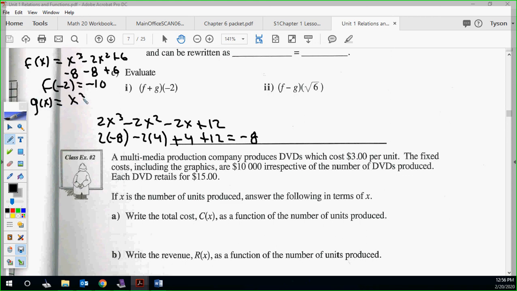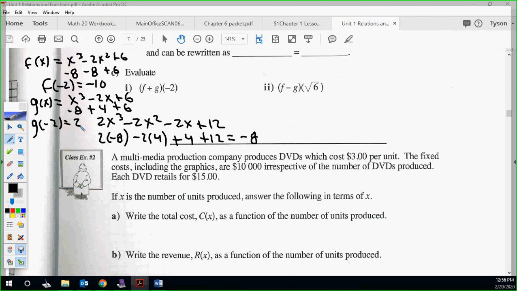G is x cubed minus 2x plus 6. If I plug the negative 2 in, I get negative 8, I get plus 4 plus 6. So g of negative 2 is positive 2. So what is f of negative 2 plus g of negative 2? What's negative 10 plus 2? Negative 8. See what I'm saying? You can plug into the simplified expression, or separately, it's still going to get you the same spot.